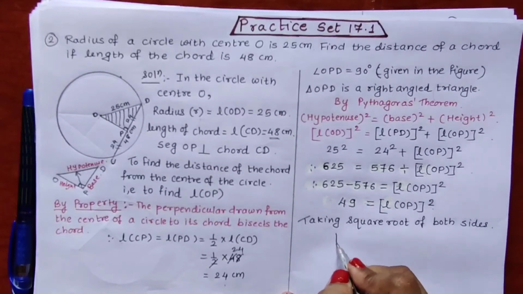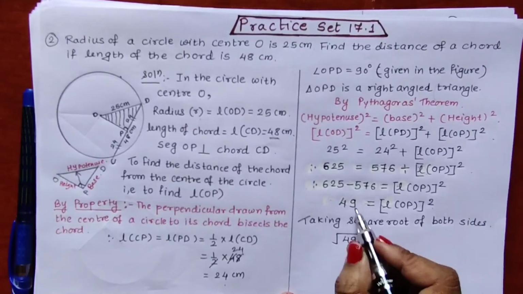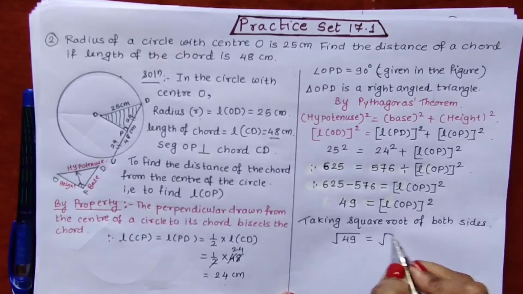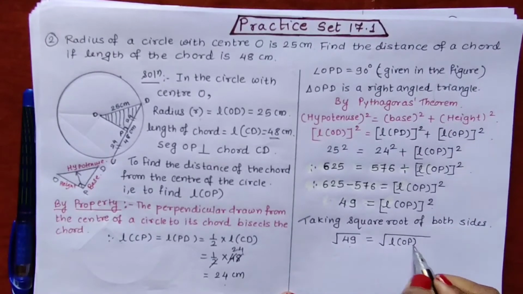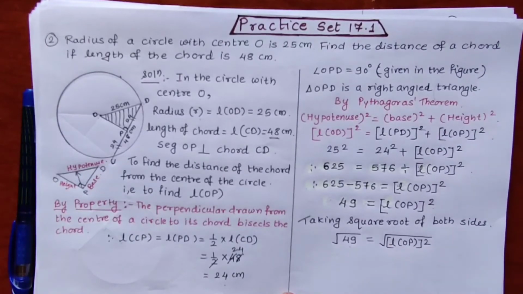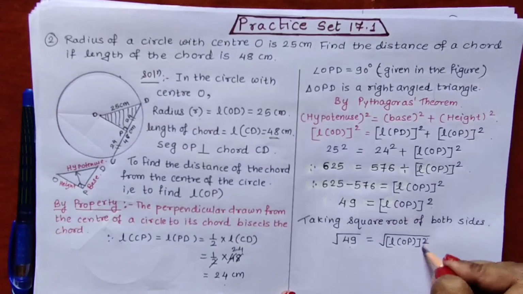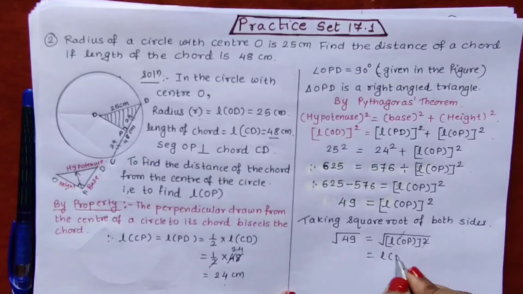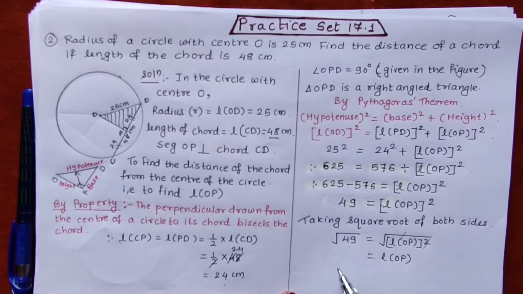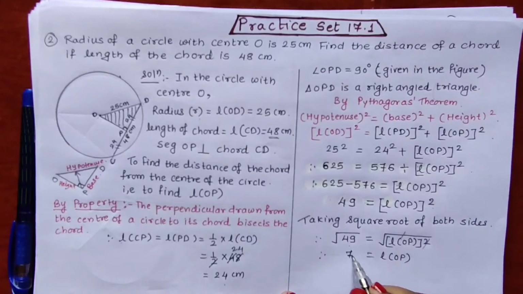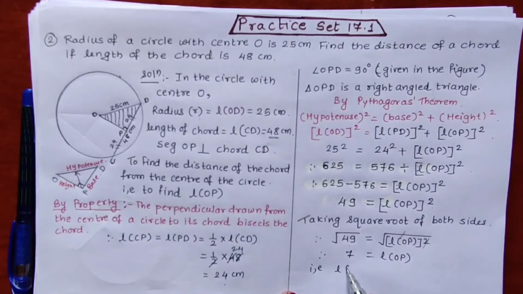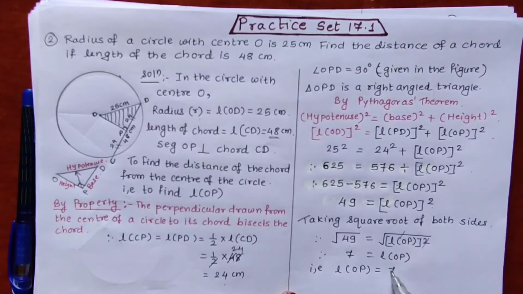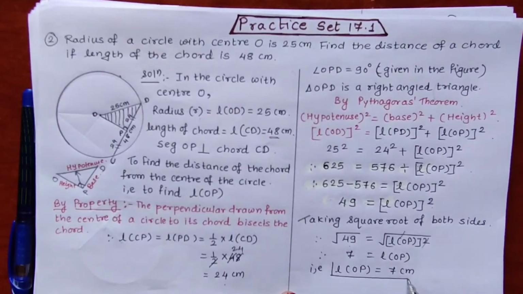So we will put both sides under the square root symbol: 49 under square root and length OP square also under square root. Now see, on the right hand side, the square and square root symbol cancel each other, so we get only length OP. On the left hand side there is only the number 49, and we all know 49 is the square of 7. That's why the square root of 49 is 7. So length OP is equal to 7 centimeter. We are getting this as the answer.